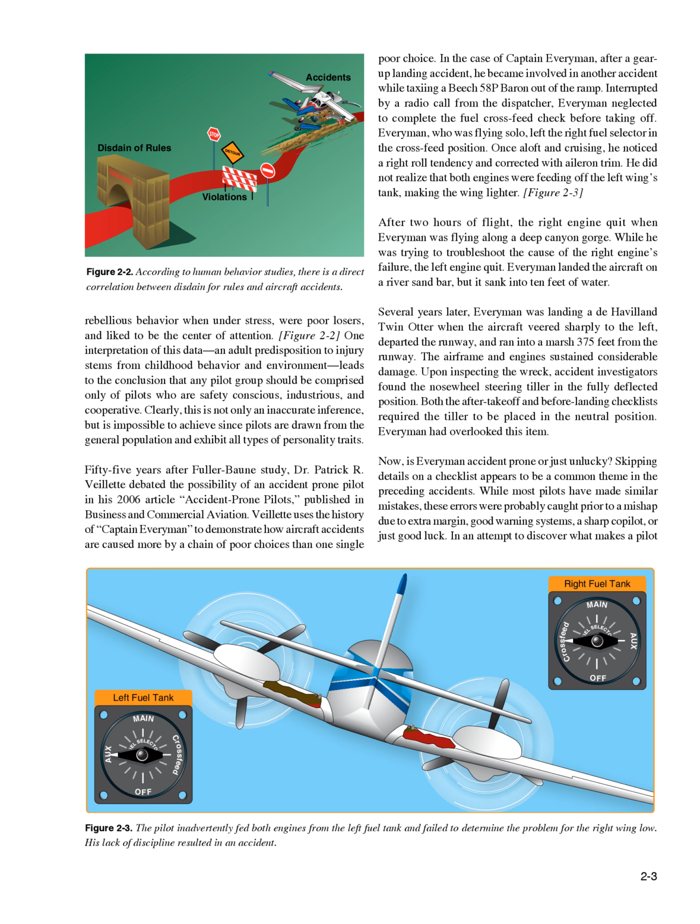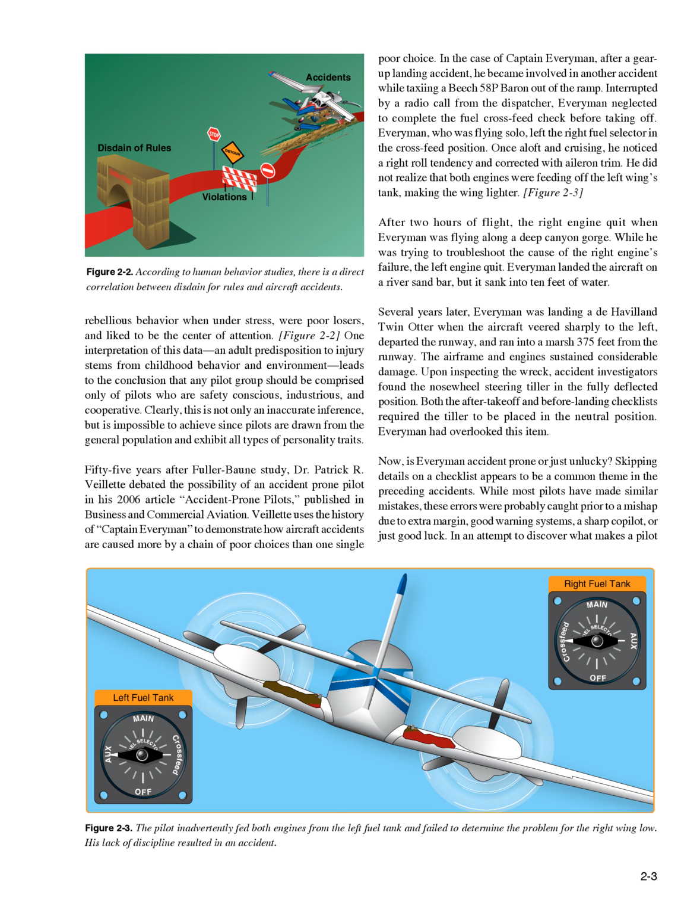Both the after takeoff and before landing checklists required the tiller to be placed in the neutral position. Every man had overlooked this item. Now, is every man accident prone or just unlucky? Skipping details on a checklist appears to be a common theme in the preceding accidents.